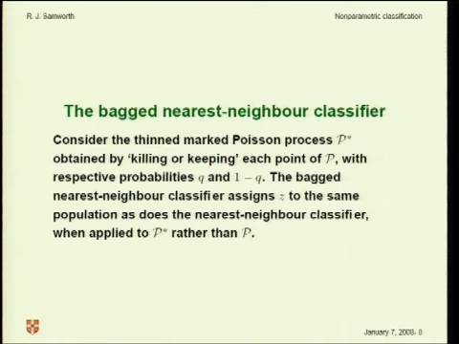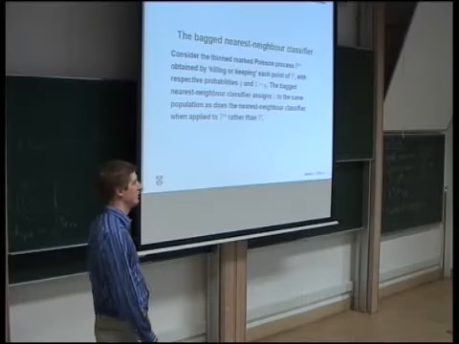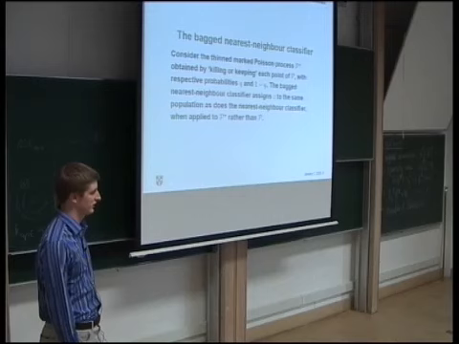So in this Poisson model, we're going to think of a thinned marked Poisson process where independently for different points, we either kill them or keep them. We delete them or keep them. Okay, and we've got a killing probability of Q. So Q is playing an analogous role to K in the K nearest neighbour classifier. And then the bagged nearest neighbour classifier assigns the point to the same population as does the nearest neighbour classifier, but when applied to this thinned process rather than the original Poisson process.